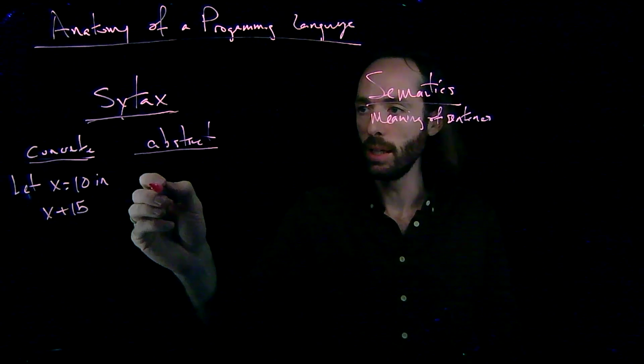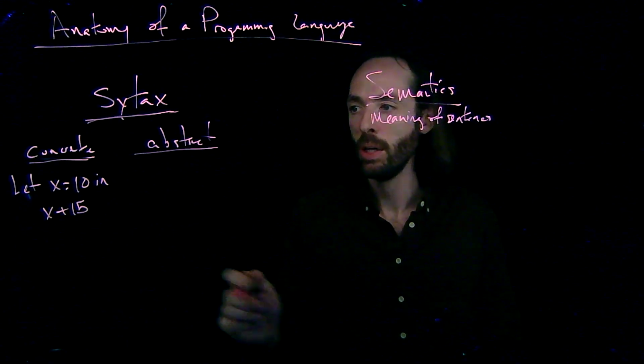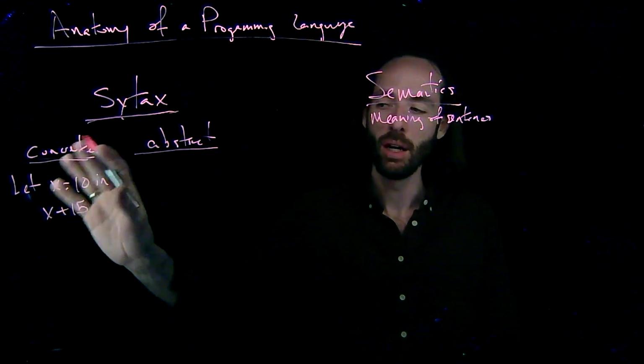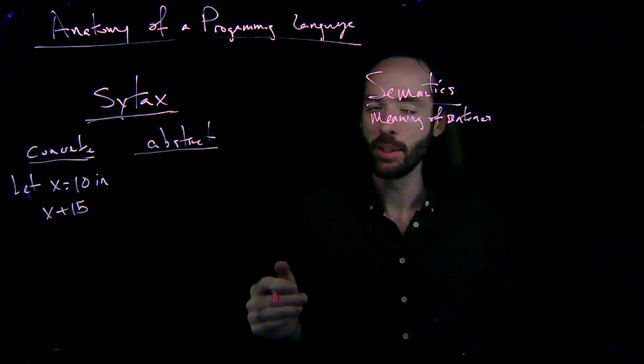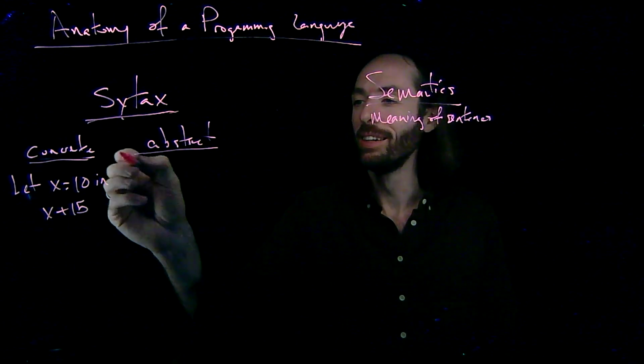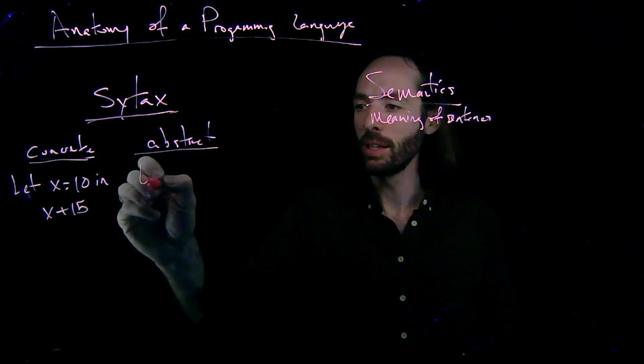Over on the abstract side, this is the computer readable form. This lets us take this maybe ambiguous human readable form and turn it into something that a computer can eat and spit back up easily, right? So what this will look like is something like this.